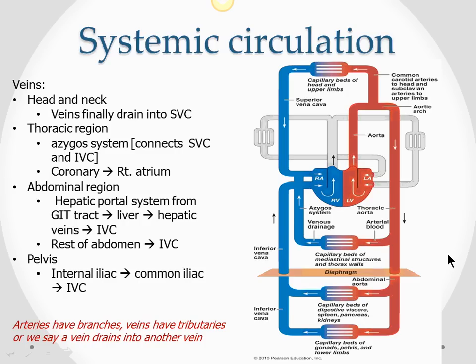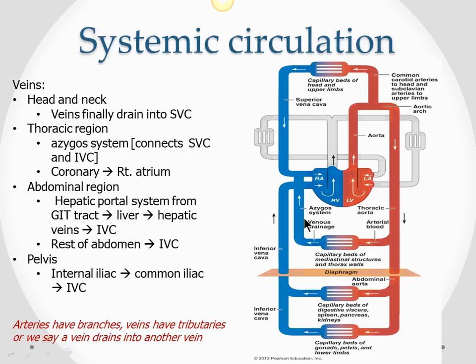So let's look at systemic circulation. And here's kind of a general breakdown. If we look at the veins up here on the venous side, and we'll do the arteries later. From the head and neck area, you can see all of these veins are finally going to drain into the superior vena cava, and the blood will enter the right atrium.